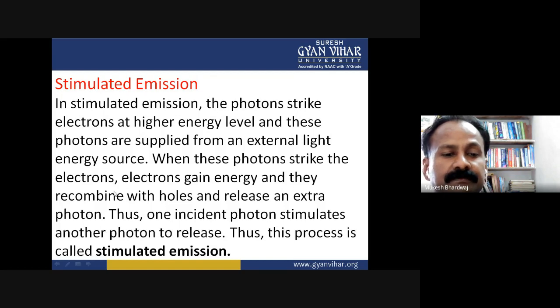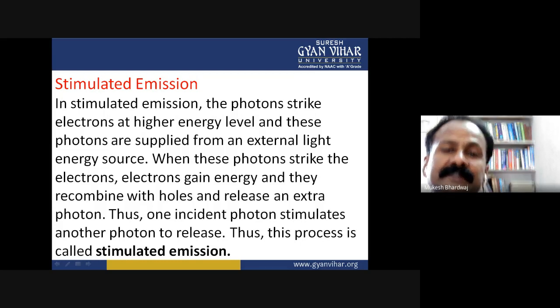Stimulated emission. In stimulated emission, photons strike electrons at a higher energy level, and these photons are supplied from an external light energy source. When these photons strike, the electrons gain energy, and they recombine with holes and release an extra photon. Thus, one incident photon stimulates another photon to be released. This process is called stimulated emission.